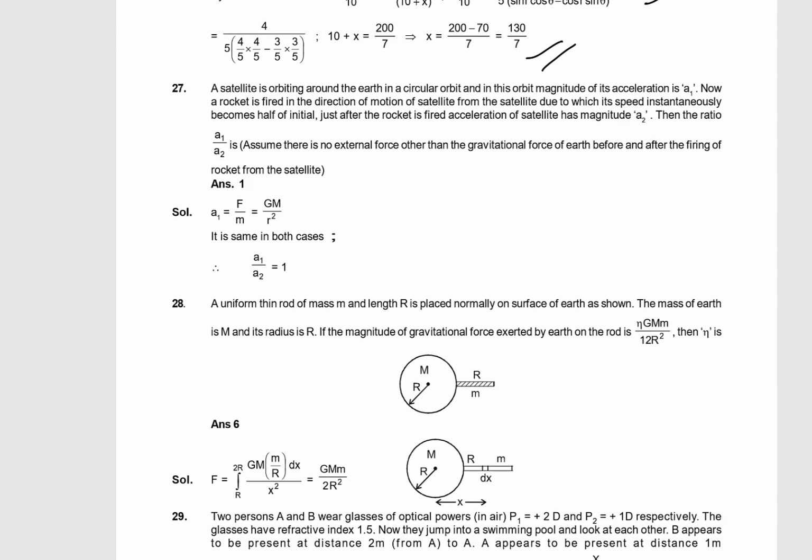There is a satellite orbiting at a particular height. Its acceleration is a1. Another rocket is fired. Its speed instantaneously becomes half, but the position is the same. Force will be the same. Acceleration will be a2. Acceleration is given as a2. Now what we have is position is same, force is same. So will the acceleration change? Definitely it will not change. The ratio of accelerations will be 1.